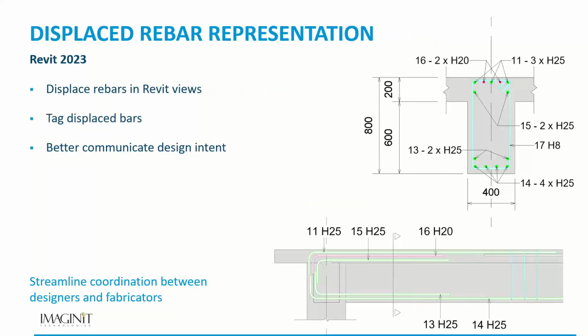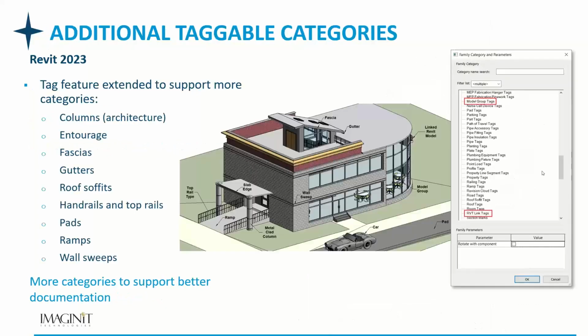We can also do that with our rebar. So we can now do displaced rebar, and we can tag that out as well. So there are some additional taggable categories that they've included. Once again, this is kind of an about time, right? So we can do gutters, fascias, sweeps, pads, architectural columns, thank you.